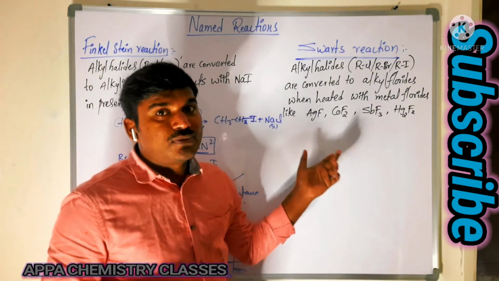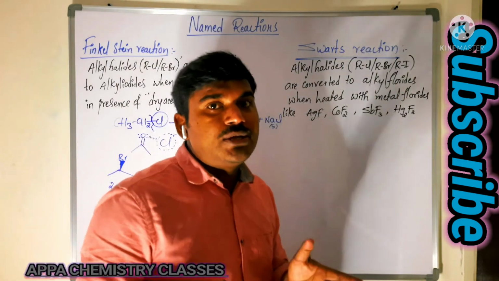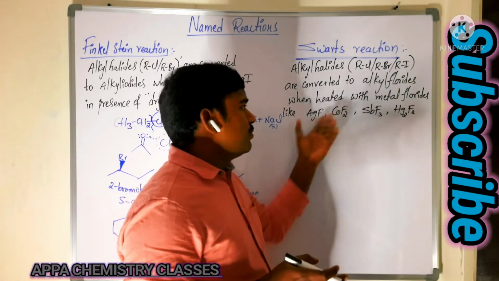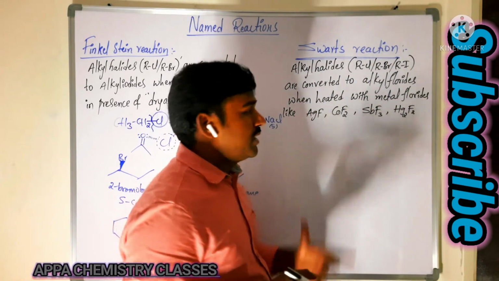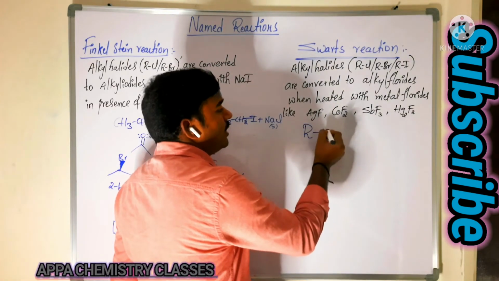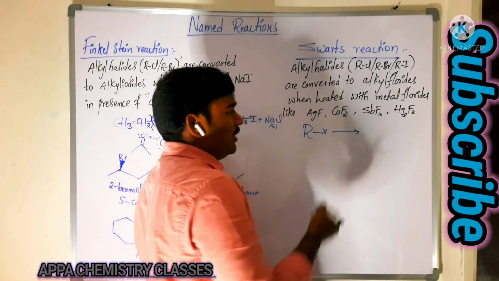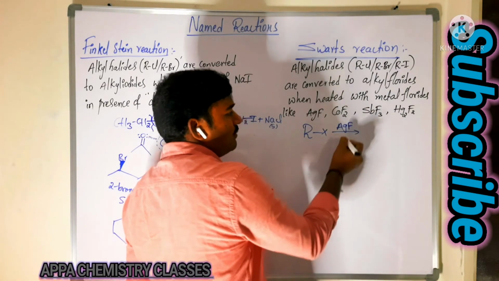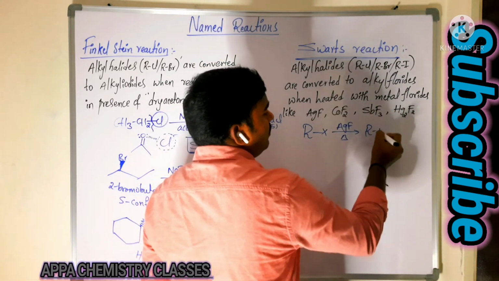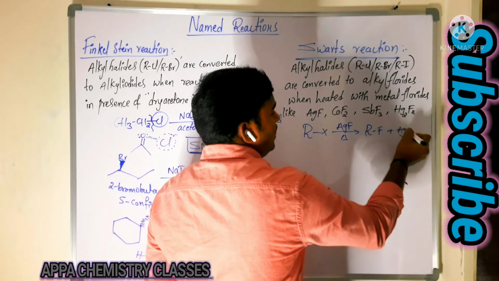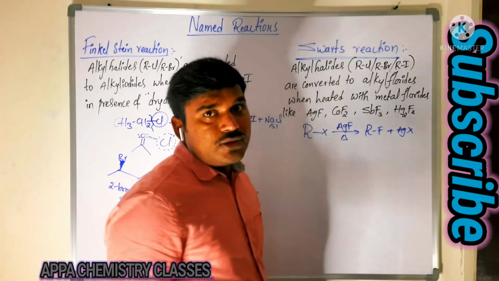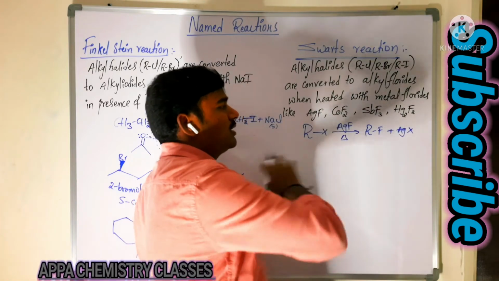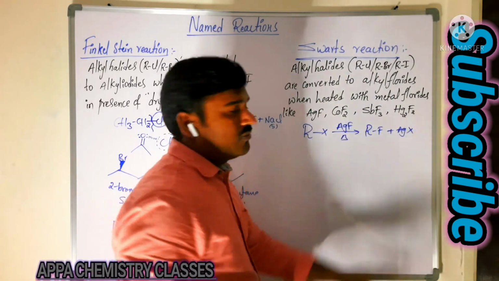Next we are going to see the Swarts reaction. This Swarts reaction is mainly used to prepare alkyl fluorides. What happens in this case? The alkyl halides, whenever they are heated with metal fluorides, say for example silver fluoride, we are going to get alkyl fluoride plus silver halide. The silver halide will be a precipitate. That precipitate formed will be taken out continuously, so the rate of reaction goes towards the forward direction.